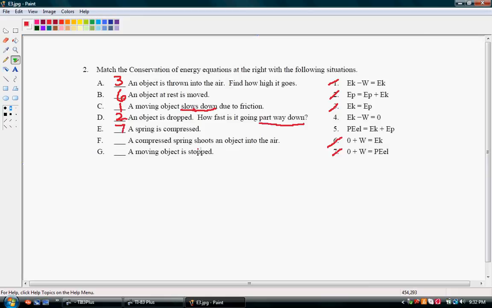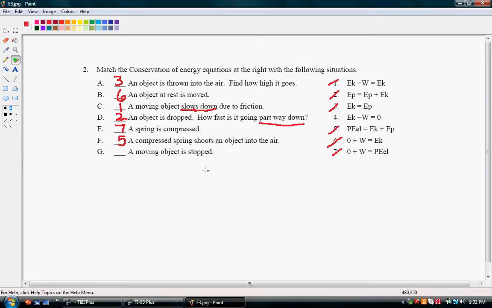Alright, F. A compressed spring, so we know it starts out compressed. We start out with potential elastic energy. Shoots an object into the air. So if it's into the air, we know it's moving, it's got kinetic, and it's in the air, so it has height, so it has potential energy. So here we have potential elastic, and we end up with kinetic and potential. So number 5 would be an accurate description for F.